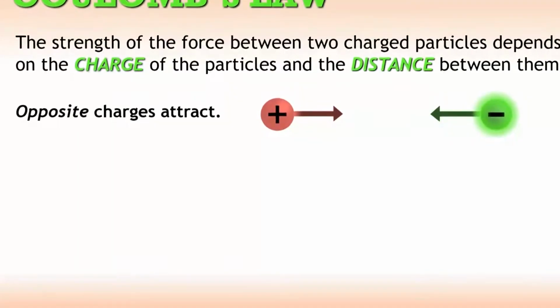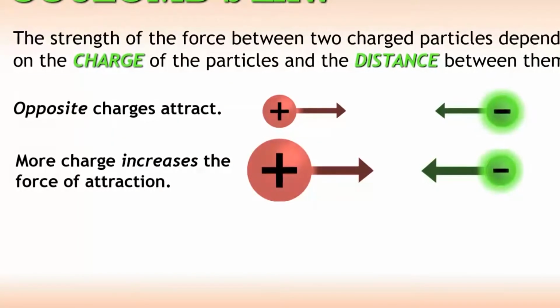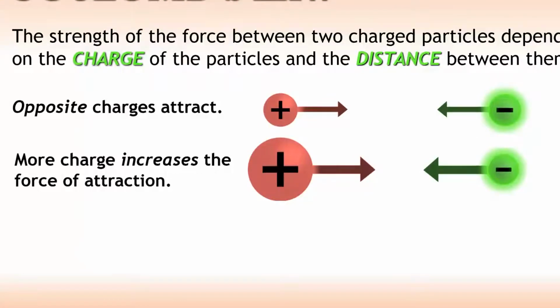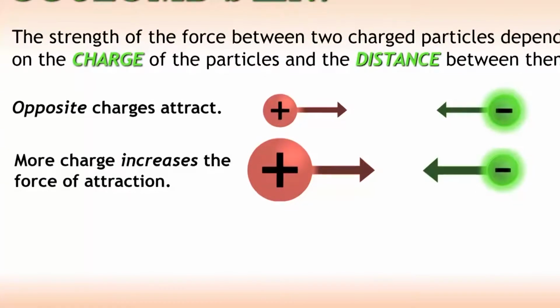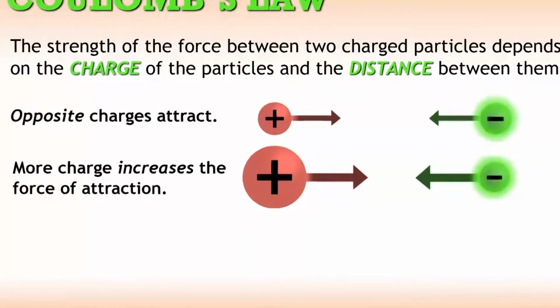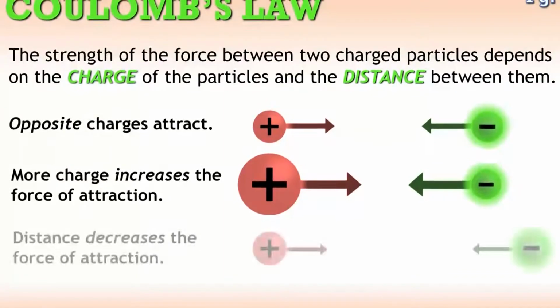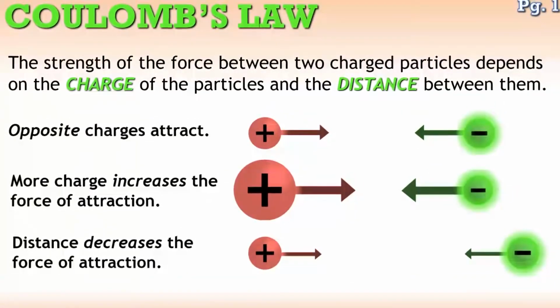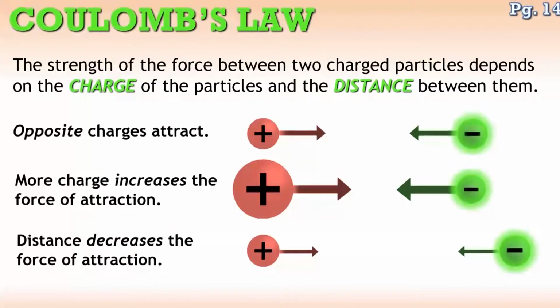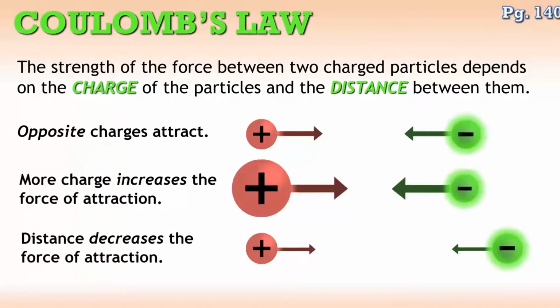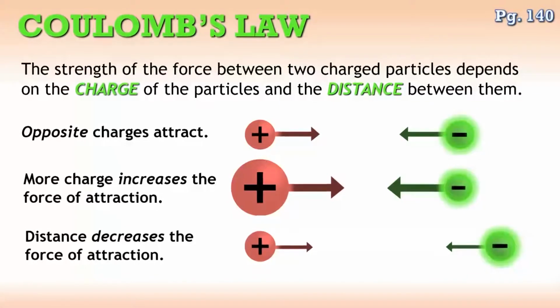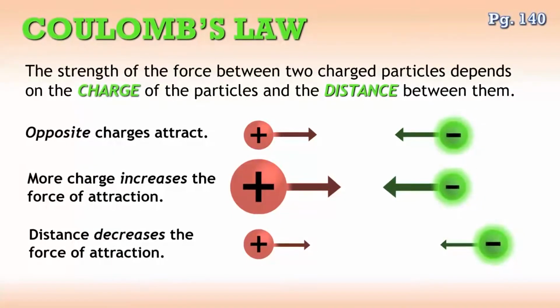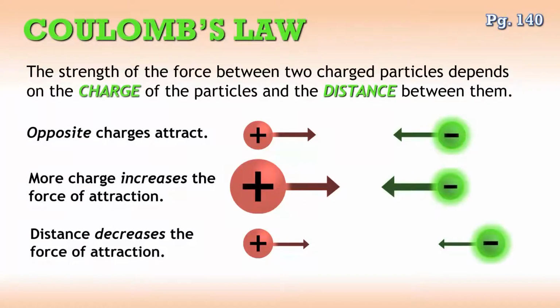Yes, opposite charges attract. And the more charge, the more attraction. If you have 10 protons in your nucleus, you have a little bit more pull than if you had 9 protons in your nucleus. And so increasing the amount of charge increases the force of attraction. The arrows get bigger. But the further away you are from each other, the less you feel that pull. Distance decreases the force of attraction. And this can all be seen on page 140. Now I want to show you just a little bit more detail here on Coulomb's law, because Coulomb's law has an interesting structure.